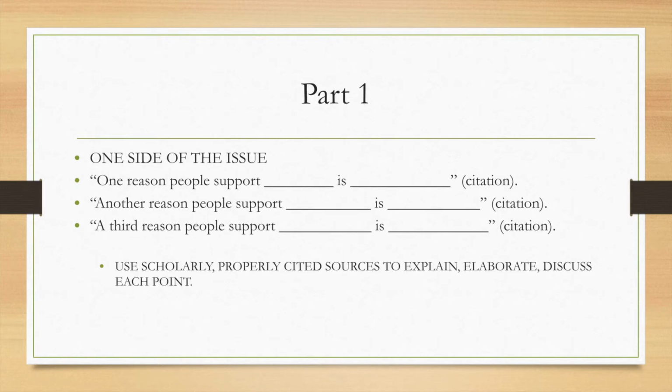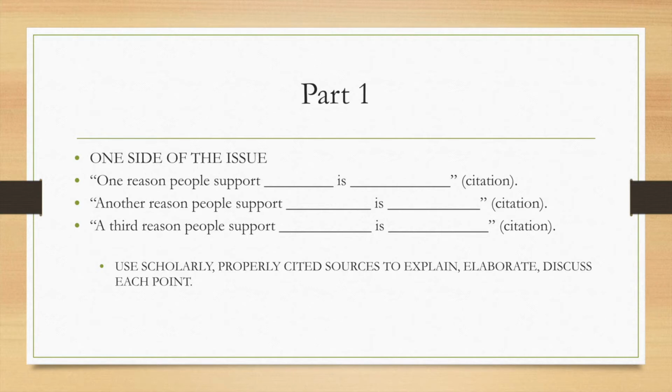After your introduction, then you head into part one. And this is the one side of the issue. So for now, one reason people support owning a dog is that dogs are friendly and they keep you company. And then you want to elaborate with a couple of sentences of what that means. And then you want to cite where you got that information. There's probably research out there of why people own dogs. Cite that. Another reason people believe you own a dog is for protection or whatever you find. And then a third reason, etc., etc.